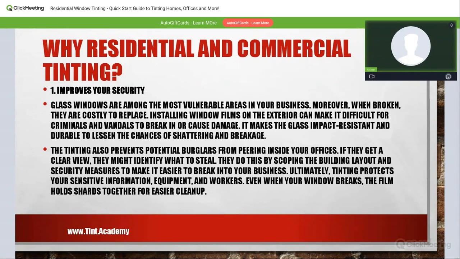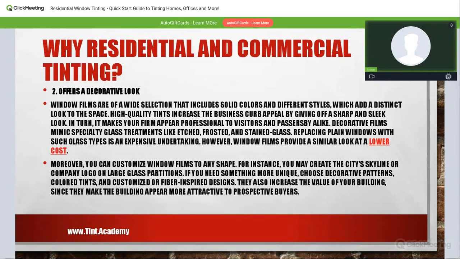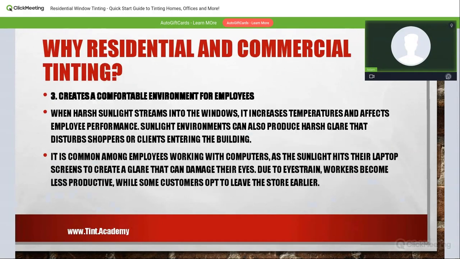Again, with cars, there are fewer break-ins with cars that have tinted windows. You just can't see what's going on in the vehicle. Homes work the exact same way. Number two, it creates a more decorative and better look. If you want to use a mirror film, a decorative film, or just a ceramic-based film on your windows, it gives the house a more modern look that you cannot get with plain glass.